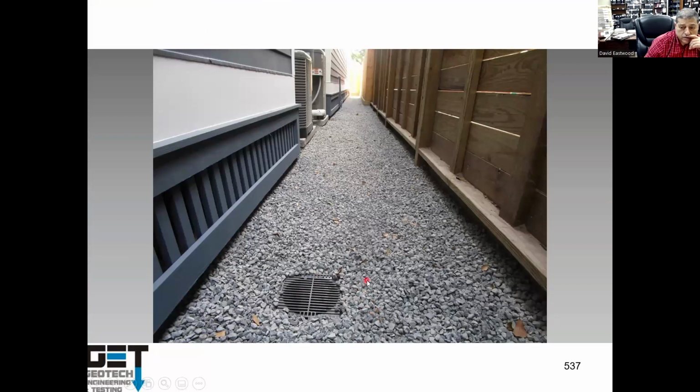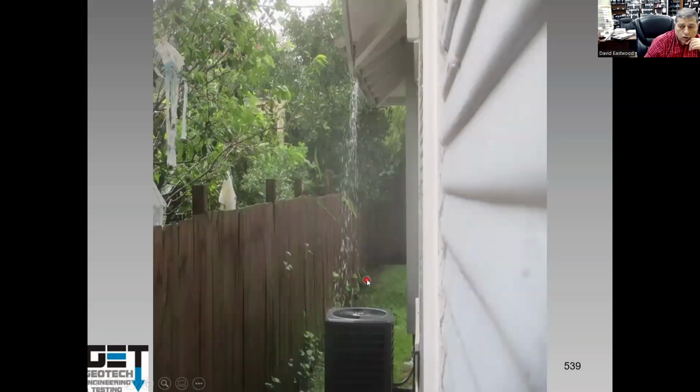Feeds the expansive soils. Gutter overflow. The gutters and the roof lines got to be designed so they can take the water. And if you get overflow in one area, that area is going to heave up and cause distress in that area of the structure.